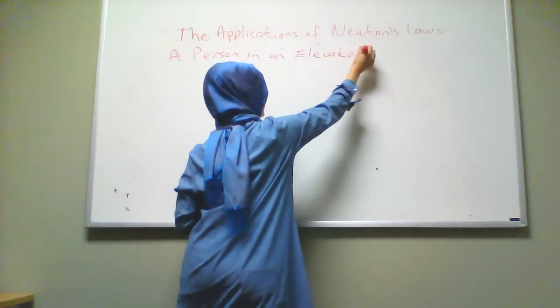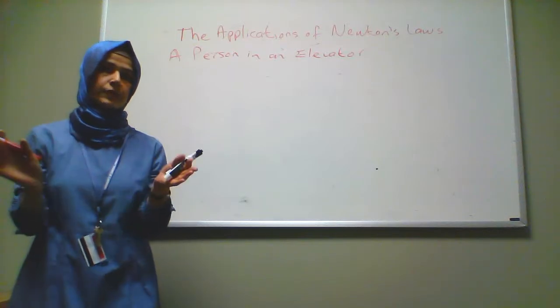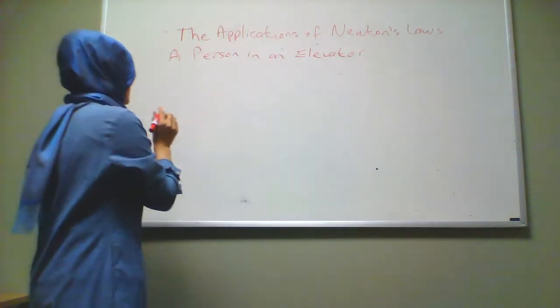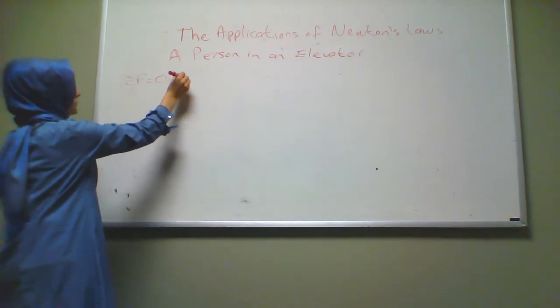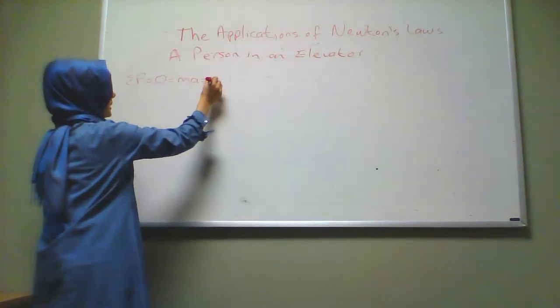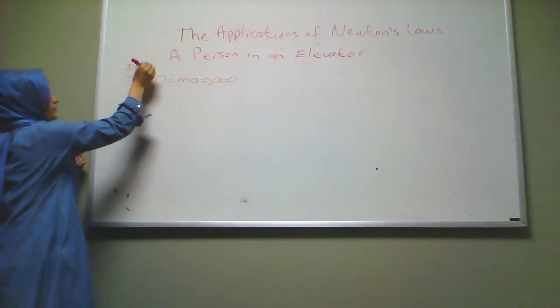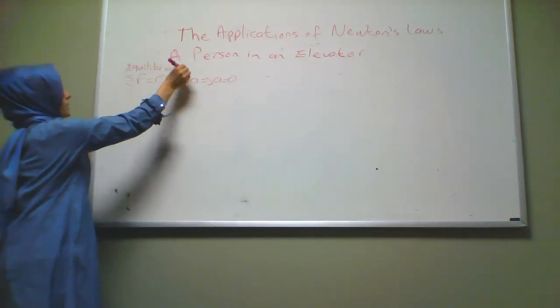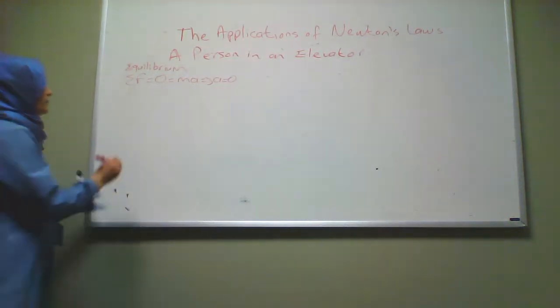To decide how your weight changes in an elevator, we're going to use equilibrium and non-equilibrium. So let's put our equations. Total force is equal to 0, which gives us that a is equal to 0. That's equilibrium. If an object is stationary or moving with a constant speed, we have equilibrium.